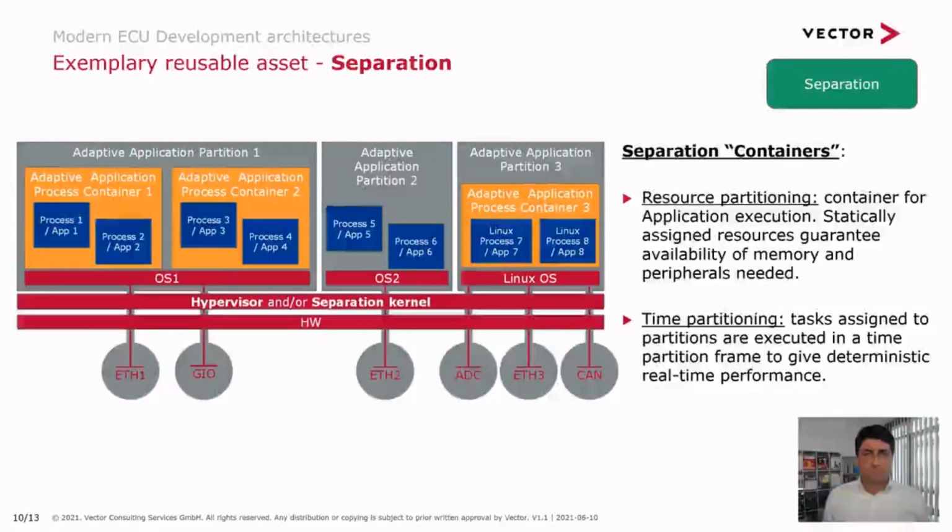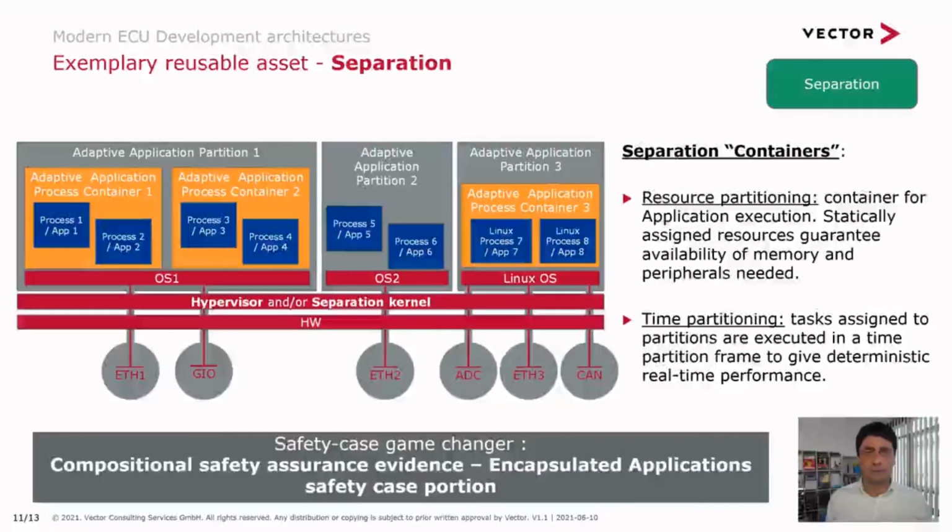Based on this separation per design, there is a really interesting implication for the safety case. And this is the case that we can provide separated or compositional safety assurance evidence. What does that mean? Let us imagine for a second that we are a theoretical braking application supplier, and our product is going to be integrated into such a high performance ECU.